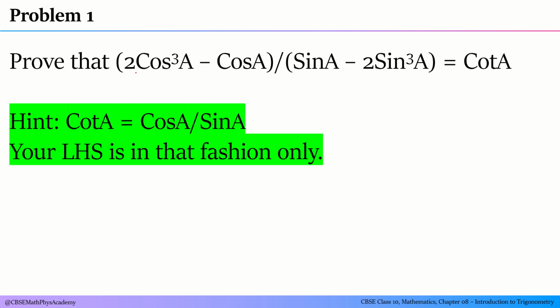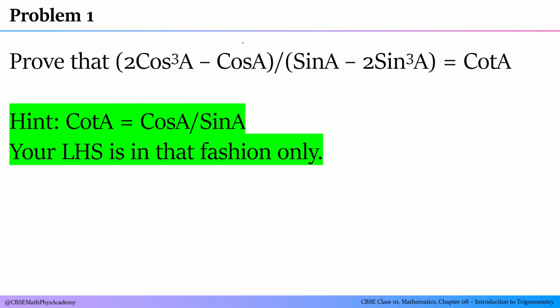So problem one is (2 cos cube A minus cos A) divided by (sin A minus 2 cos cube A) is equal to cot A. So basically you need to look for patterns. One pattern I can see here is that cot A is nothing but cos A by sin A. That is exactly what you have in this equation, a mix of cos and sin terms.